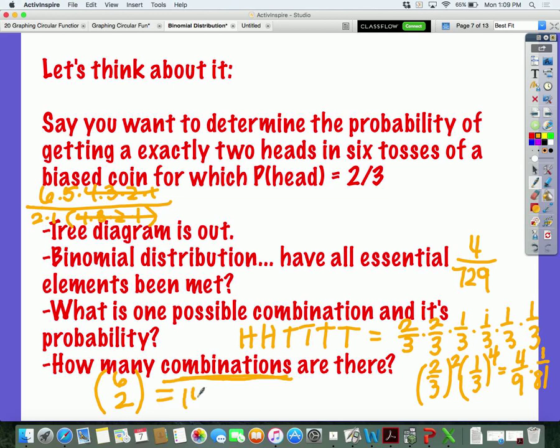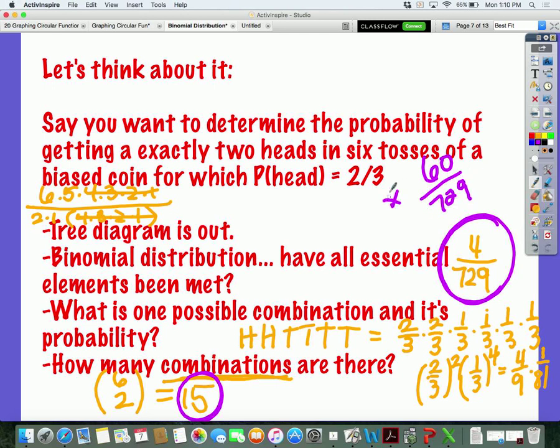So 15. To find the probability of getting 2 heads in 6 tosses, you would take those 15 possible combinations and multiply them by the probability of getting 2 heads. What's 15 times 4 over 729? That would be your probability of getting 2 heads in 6 tosses. You just multiply 15 times that probability. You don't add the exponents to the number of trials, you have to match them, because otherwise you'll be missing a trial.